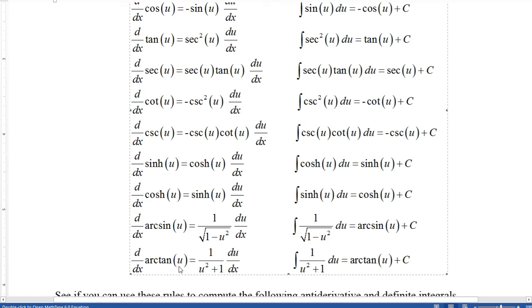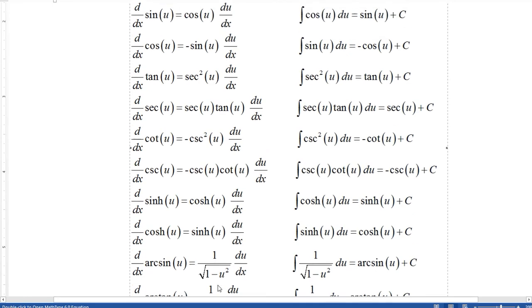The arc tangent of u, when you take a derivative, you get 1 over u squared plus 1. And so the antiderivative of 1 over u squared plus 1 is arc tangent of u. Some people would write this as 1 over 1 plus u squared. Switch the order here. It doesn't make any difference.